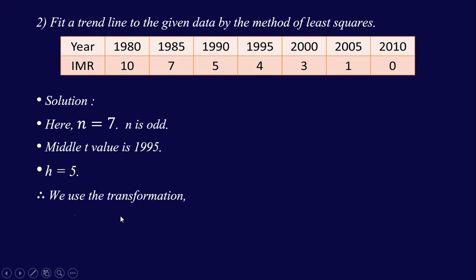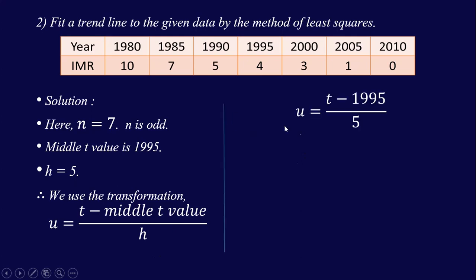We use the transformation U equals T minus middle T value upon H, if the number of observations is odd. Here the middle T value is 1995 and H is equal to 5. Substituting here, we get U equals (T minus 1995) upon 5. Now we transform this table from T to the new variable U, and using this value U, we form the next calculations.